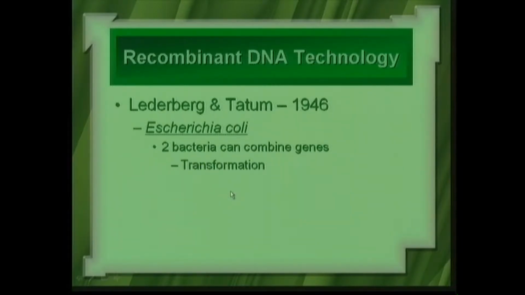Nobody knew that you could have recombinant DNA in bacteria until Lederberg and Tatum did their work, way back in 1946, over half a century ago. Okay, so they actually demonstrated bacterial transformation. Another way that bacteria can combine genes is something called transduction. Or let me talk about conjugation first. So you have transformation, you have another process known as conjugation.